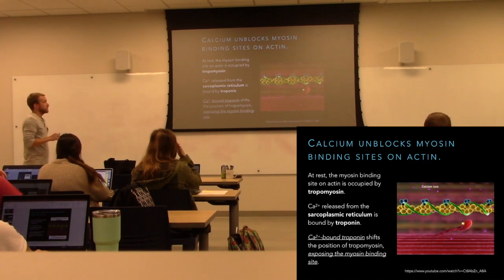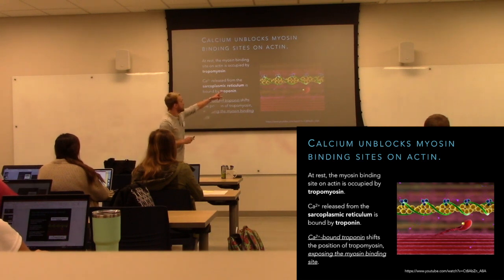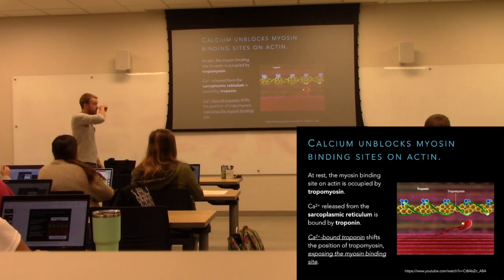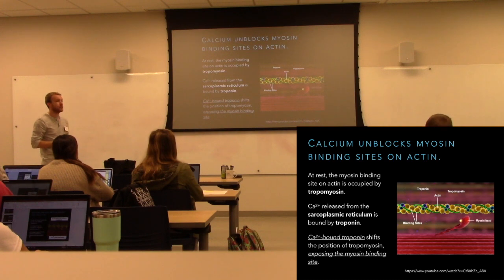Here that is in cartoon format. So now we have our green tropomyosin filaments wrapping around, hiding those myosin binding sites. There's troponin. When we have calcium influx, troponin is going to bind calcium and change its shape. And when it does that, you'll see it pulls tropomyosin out of the way. Now we have myosin binding sites exposed.